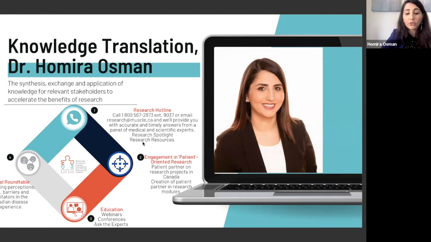We're also working on creating patient partner and research modules. So when we talk about patients participating in research, some of you might have already participated as a subject or a participant, and some of you might have participated on the research team, helping to say, this is my disorder experience. Can you test that? Can you look at different objectives and ways to measure that?